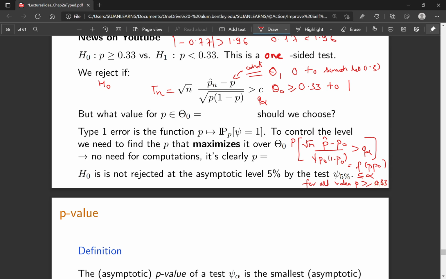That's what we're trying to do here. We are looking at this expression, and we are looking at the probability that this expression holds true, is less than or equal to some alpha, and this P naught should be equal or greater than 0.33. For all of these values the expression should hold true, and it should be equal to this probability.